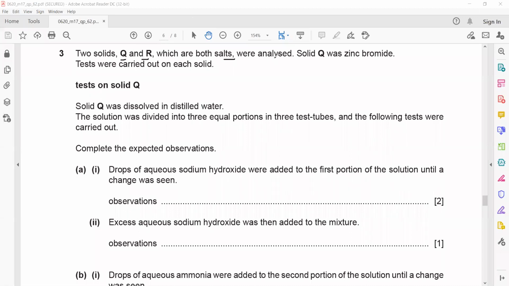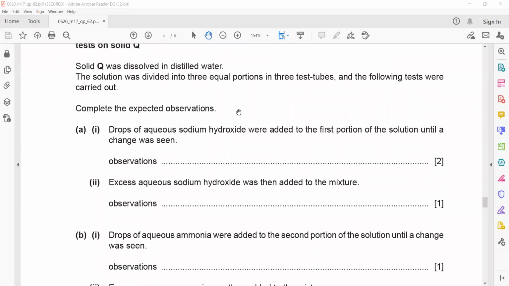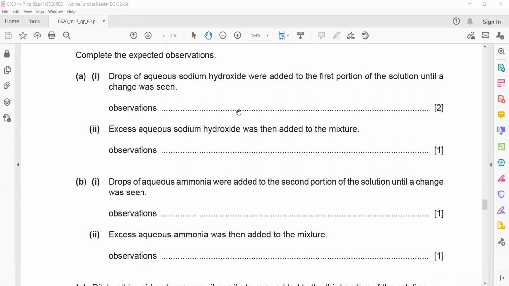We have a zinc salt and we add drops of sodium hydroxide. What will be the observation if we add a small amount of sodium hydroxide to a zinc salt? It will give a white PPT, that is, a white precipitate. Excess aqueous sodium hydroxide is added, like more than enough. What will be the observation? The precipitate dissolves to form a colorless solution. When a white precipitate dissolves, it forms a colorless solution. If a colored precipitate dissolves, then it will form a colored solution.